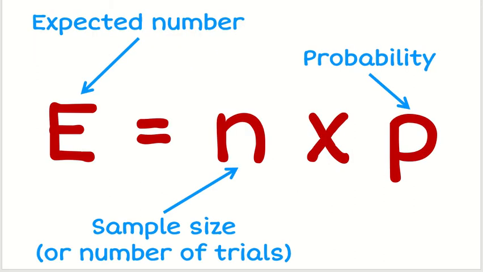So here is the formula that we need to think about. As soon as we talk about expected number of things, this is the formula. E equals N times P. So E is our expected number, N is the sample size or number of trials, and P is our probability.